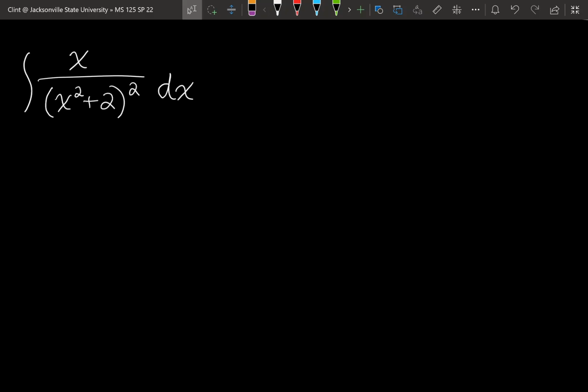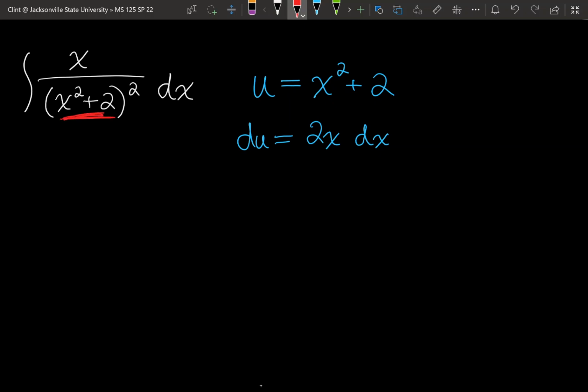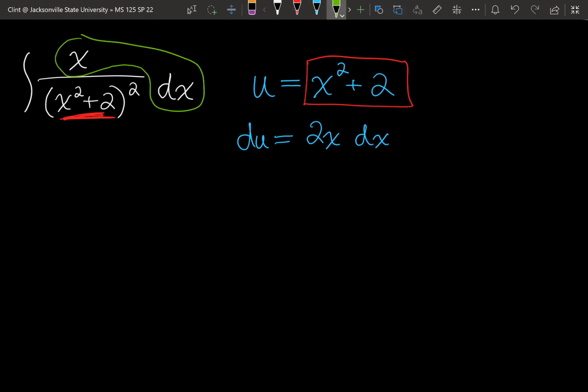Okay, so anybody got any thoughts on u? I think x squared plus 2 is a good choice. And then when we take the derivative, we get 2x dx. So this part we've got covered. That's just going to be u. The stuff we've got left over is x dx. Yeah, so multiply by 1/2, divide by 2.